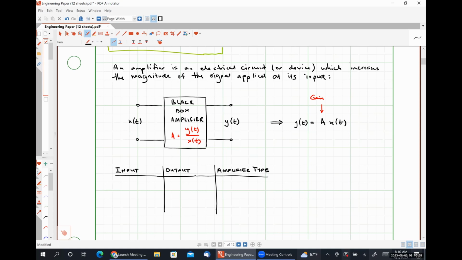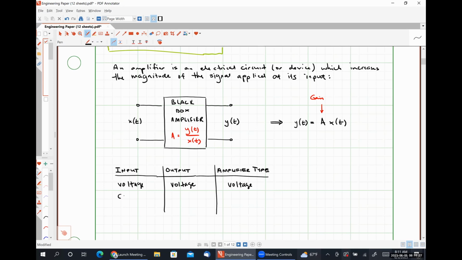And so if our input quantity is a voltage and our output quantity is also a voltage, we have, unsurprisingly, a voltage amplifier. And this is the type of amplifier that we're going to spend most of our time talking about in this class, but in later classes, we'll talk about all of the others in depth as well.